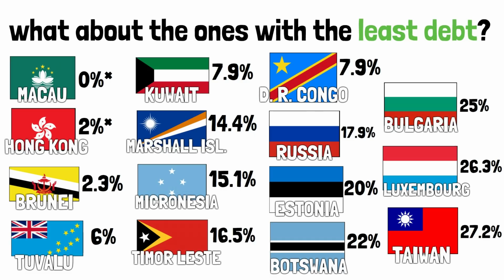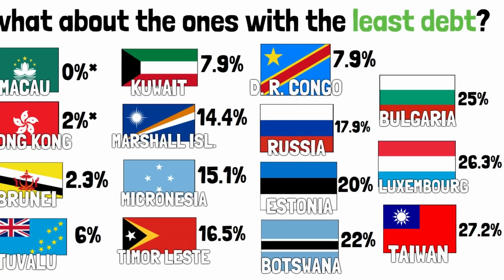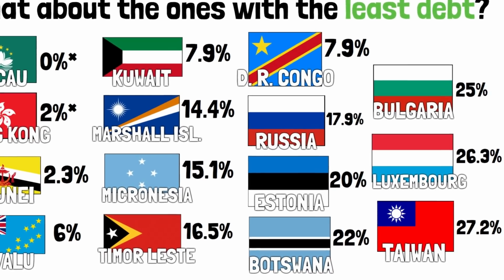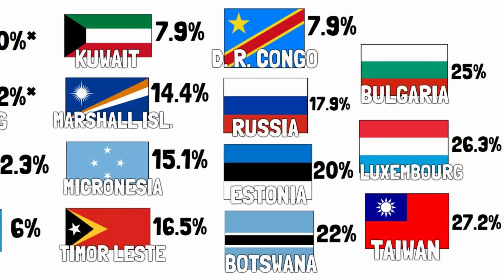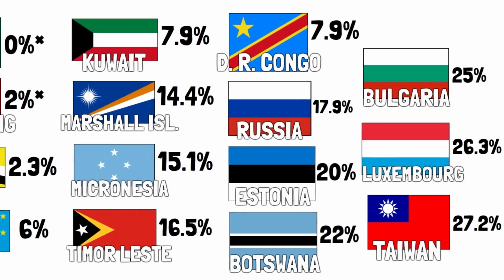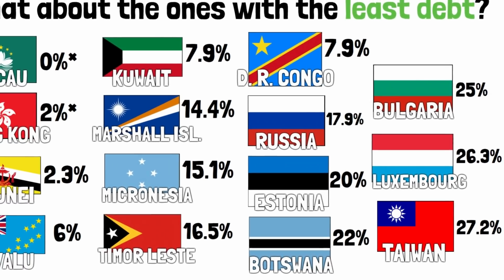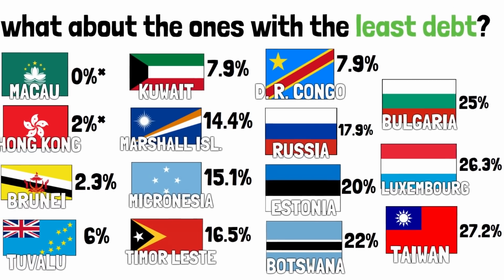But these are all somewhat small countries, except the Congo. Which of the biggest ones have little debt? Russia definitely stands out, with one of the biggest economies in the world and having a debt equivalent to only 17.9% of its GDP. Estonia only has 20%, Botswana 22%, and Bulgaria 25%. Luxembourg is close at 26.3% and Taiwan at 27.2%.